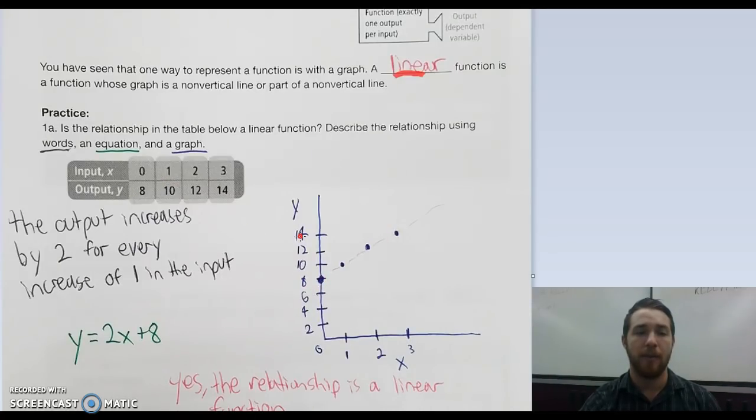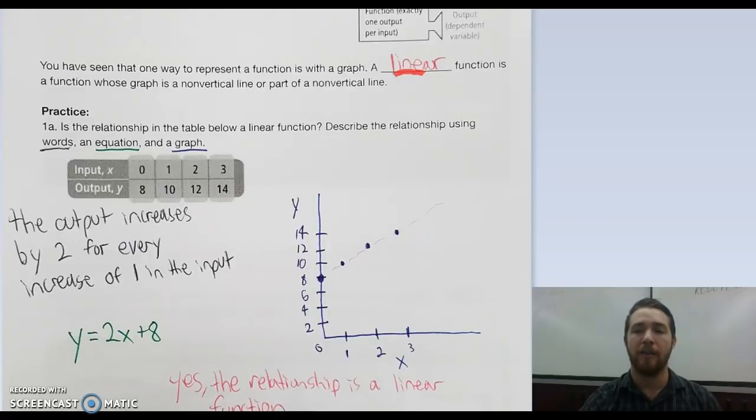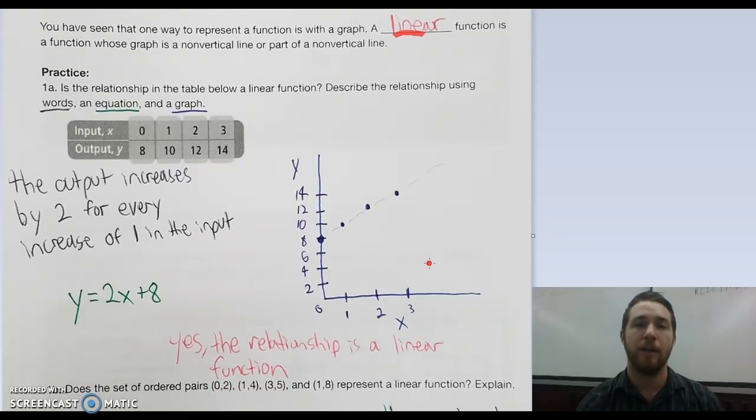It doesn't really describe any equation. But if I see that they would form a straight line between those points, if I connect all of those dots together, I can say that yes, that relationship would be a linear function because it does form a line. So also I can do that if I'm given some ordered pairs.